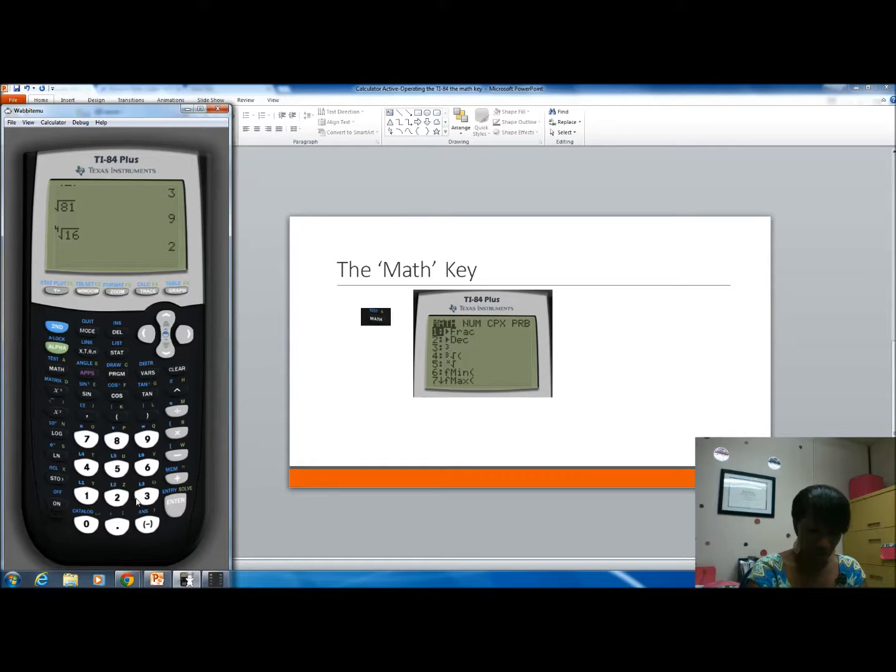Okay. The next piece I want to look at under the math key, let's scroll over to num. Number 1 is absolute value. So let's say we want to find an absolute value of a number. I'm going to click number 1 and press enter. And as you can see, the calculator places bars there. So I need to tell it what I want to find the absolute value of.